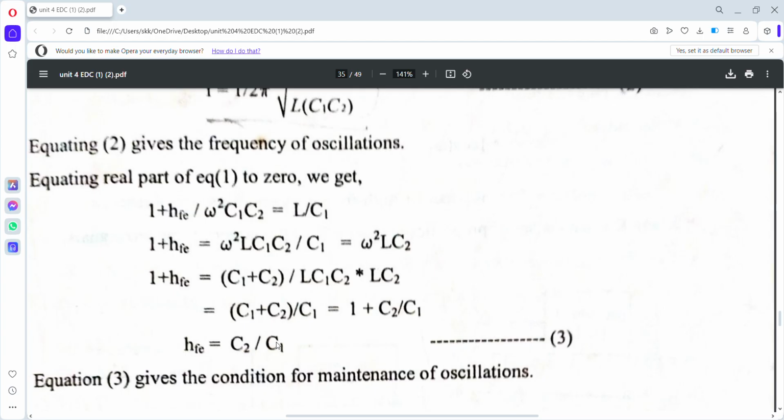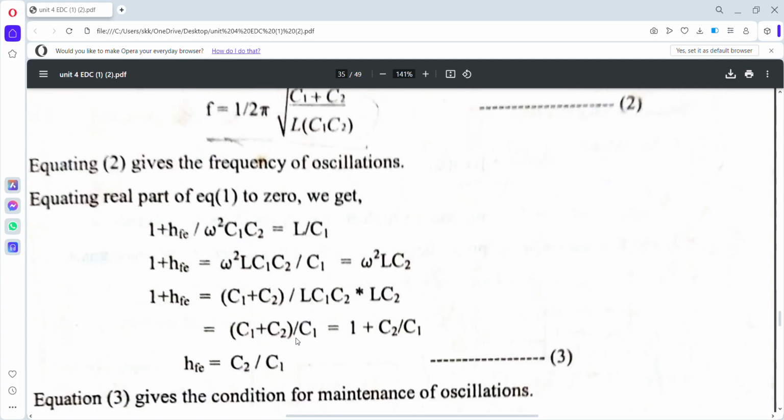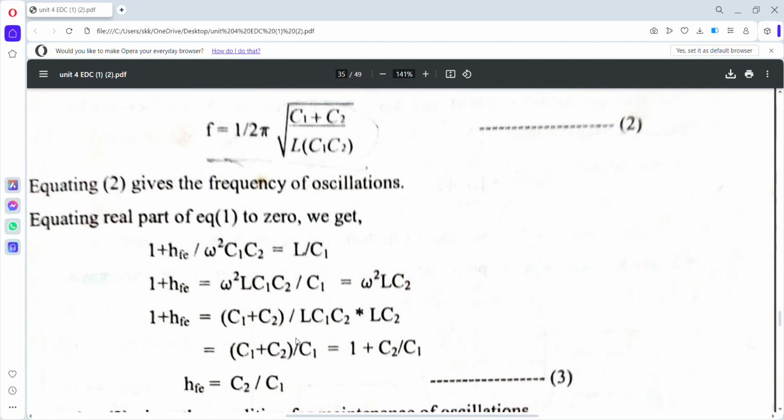வந்த equation real part imaginary part பிரிச்சிங்க இல்லையா? Substitute real part is equal to 0, imaginary part is equal to 0. Once you substituted, imaginary part is equal to 0, you got the value of f. Real part is equal to 0, you got the value of hfe. Imaginary part 0 பண்ணீங்கன்னா உங்களுக்கு என்ன கிடைக்கும்? Frequency கிடைக்கும். Real part 0 பண்ணா HFE கிடைக்கும். I want HFE as well as frequency. I got HFE as well as frequency. Entire derivation is over.